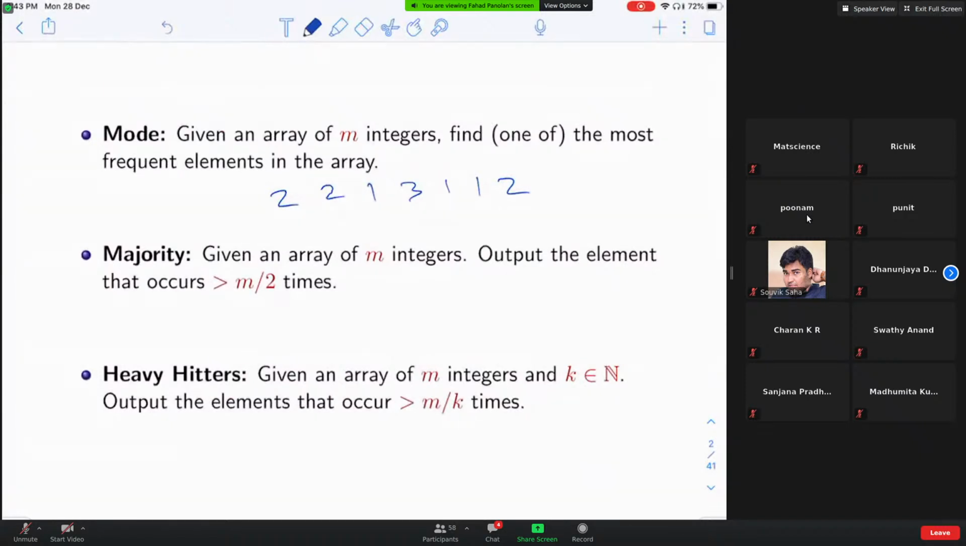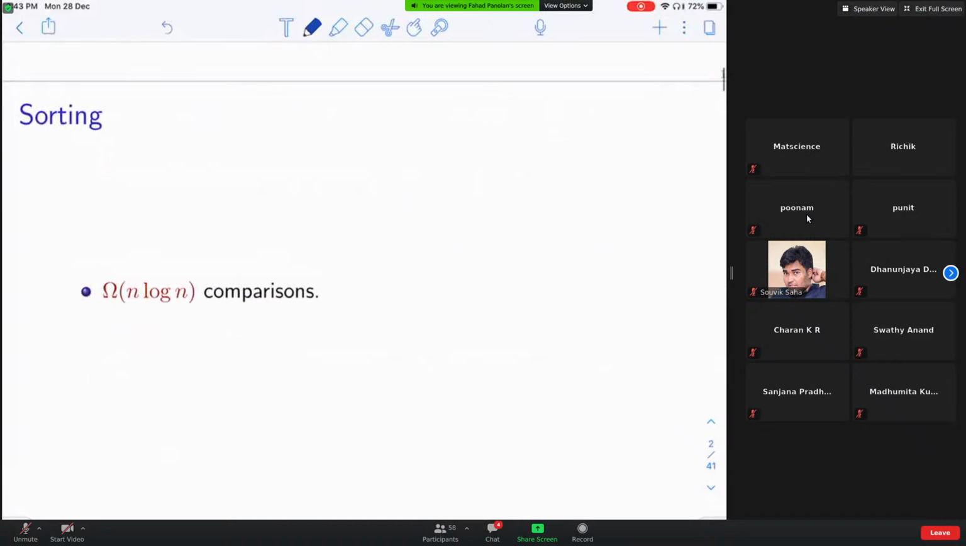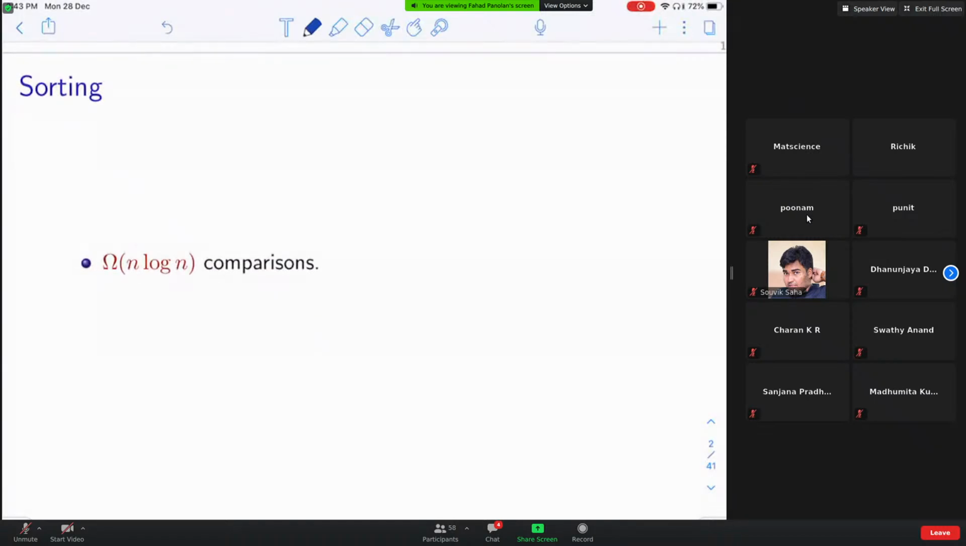So for the heavy hitters problem, we need to output all the elements whose frequency is more than m by k. What is one simple solution for this problem? How do we solve it? One simple algorithm to solve it. Sorting. Yeah, sorting, right? You just sort the numbers, and then scan the sorted list from left to right, and within that scan you will be able to compute all these things. Now, as you all know, any comparison-based sorting algorithm takes n log n comparisons.